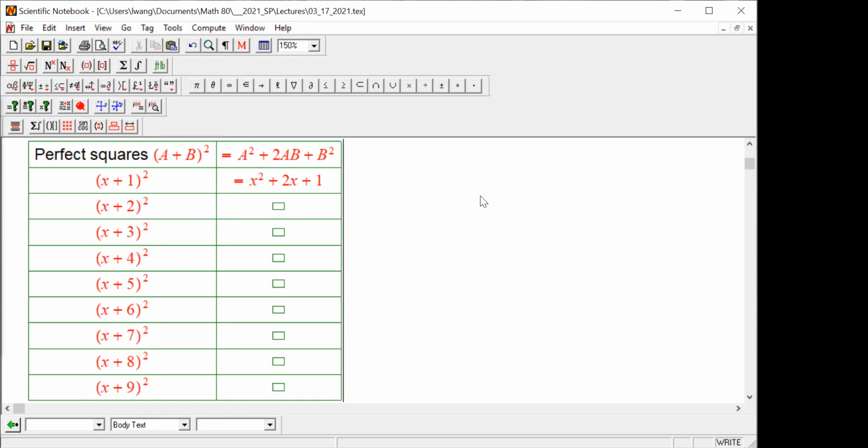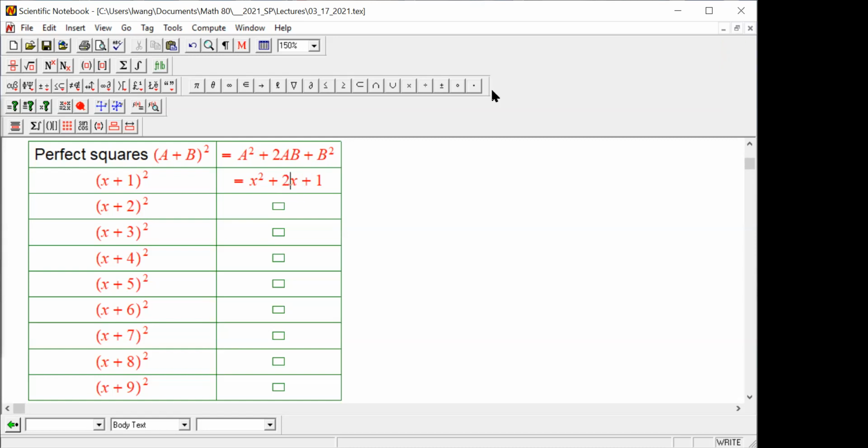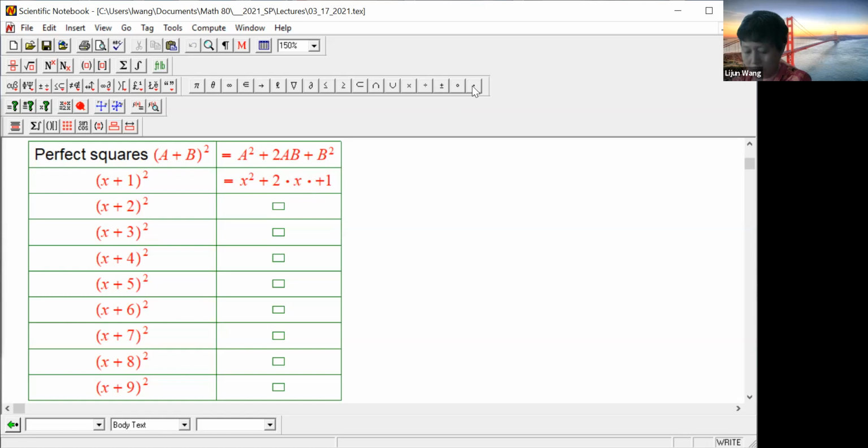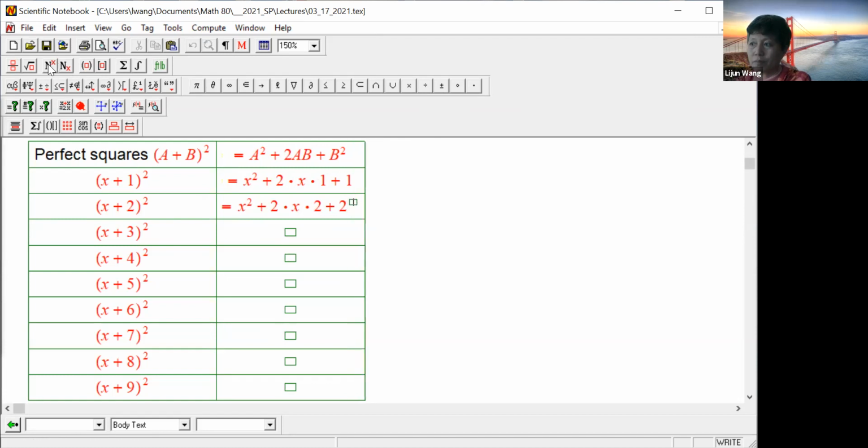Is it that X is A and B is 1 and B is 2 and so on? This is 2AB, right? This is 2 times X times 1. That's 2AB, right? So if you apply the formula faithfully, what are you going to see? You're going to see X squared. What else have we identified? 2 times X times 2, right? And plus 2 squared. So I want you guys to apply the formula.